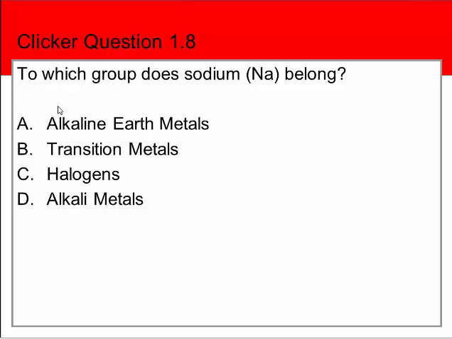So clicker question 1.8, you'll have to refer back to the previous slide. To which group does sodium, Na, belong?